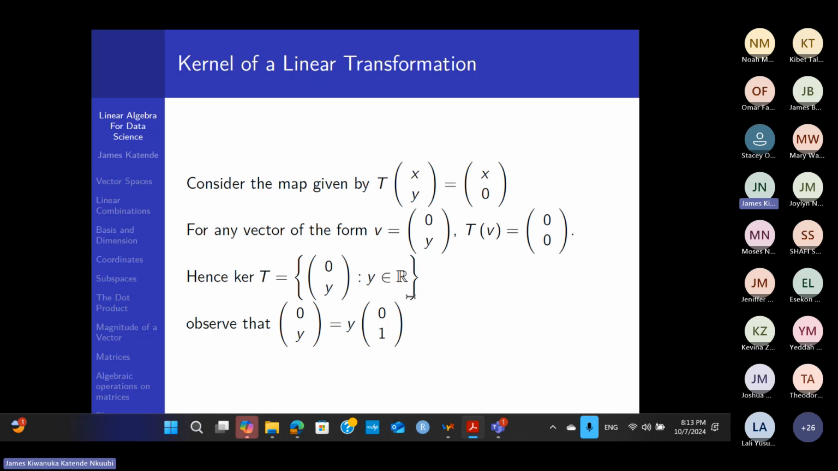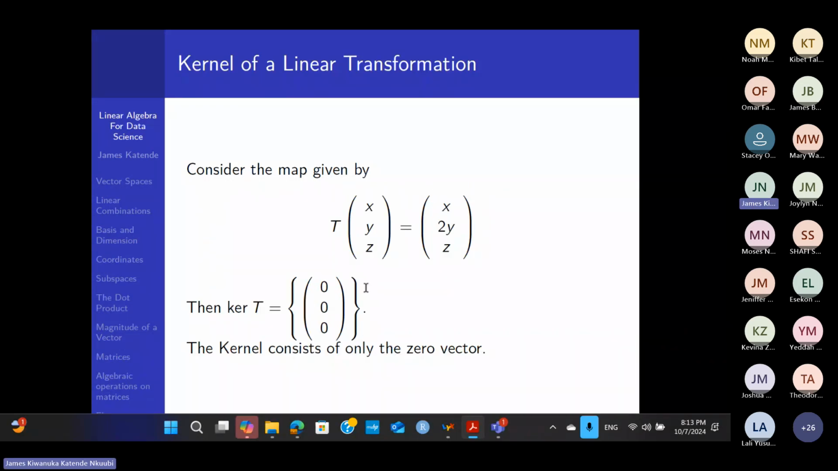There's a more systematic way of finding the kernel, but this one was to use a simple example and show how you can quickly find the kernel. So here is a second one. It's a map from R3 to R3. If you look at this carefully, the only vector that will be mapped onto a 0 vector is where all the components are 0. If any one of these components is not 0, then the image will not be the 0 vector. So this kernel is interesting because it contains only the 0 vector. No other vector is mapped to 0 except the 0 vector.